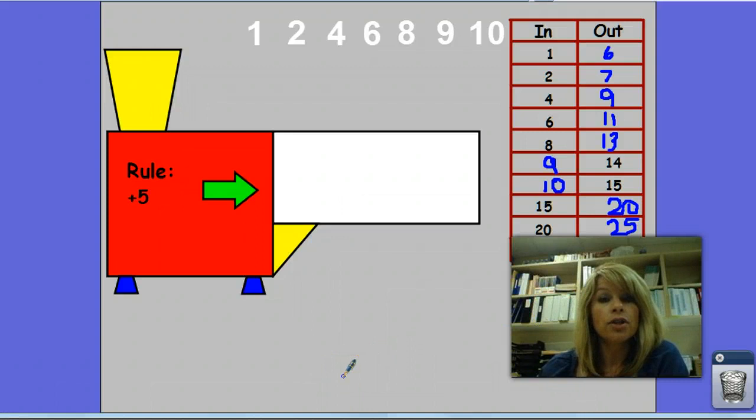So those are function machines. They give you a rule, and you have to follow that rule every time with every number. There's a number that goes in, something happens inside the function machine, and a number comes out. That's it for our lesson for today.